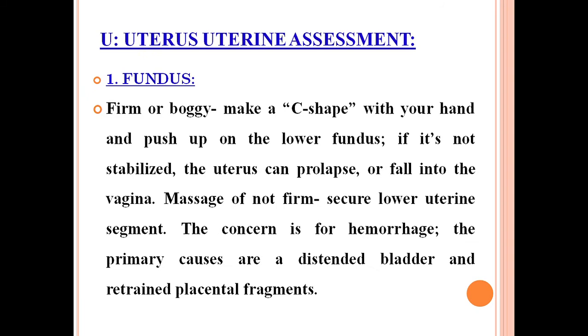U for uterus, uterine assessment: fundus, firm or boggy. Make a C shape with your hand and push up on the lower fundus. If it is not stabilized, the uterus can prolapse or fall into the vagina. Massage if not firm, and secure the lower uterine segment. The concern is for hemorrhage. The primary causes are a distended bladder and retained placental fragments.